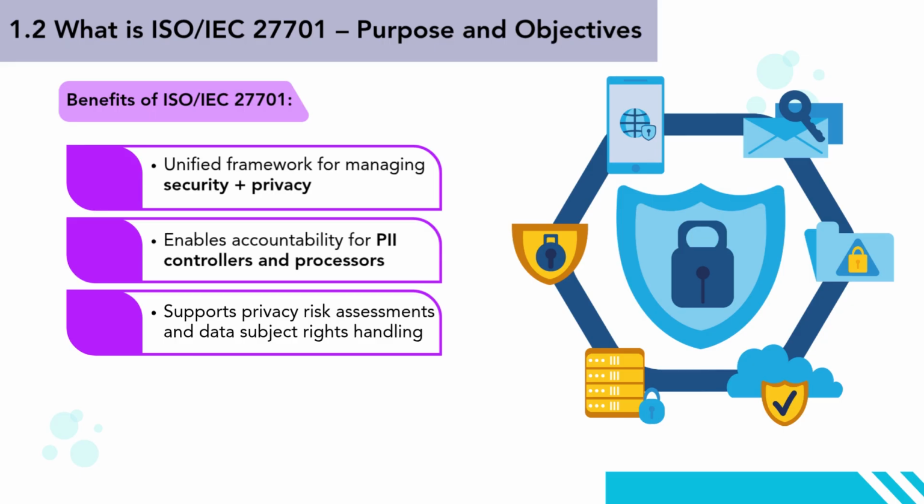Additionally, ISO 27701 provides structured guidance for conducting privacy risk assessments to identify potential threats to personal data and establishes processes for handling data subject rights requests such as access, rectification, and deletion, ensuring organizations can demonstrate compliance with global privacy regulations while maintaining robust security practices.